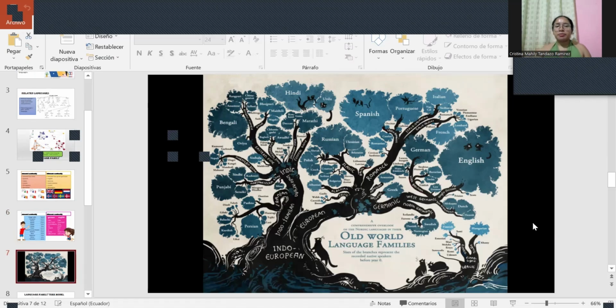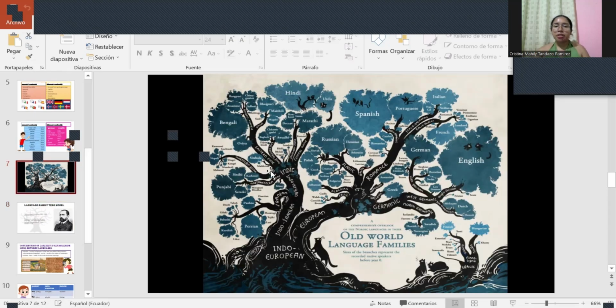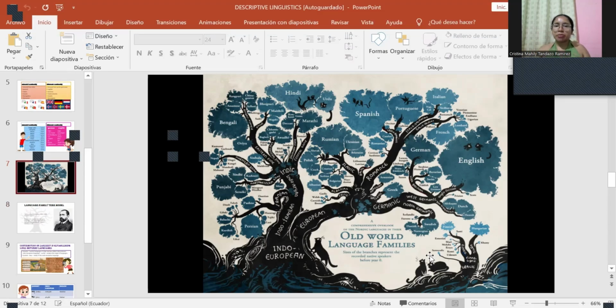To explain this part, we have this graphic that is a tree. This model is the language family tree model that was created by August Schleicher. The objective of this model is to demonstrate the relation and the union between different languages according to families, and to demonstrate the origin and how the languages are linked between them.